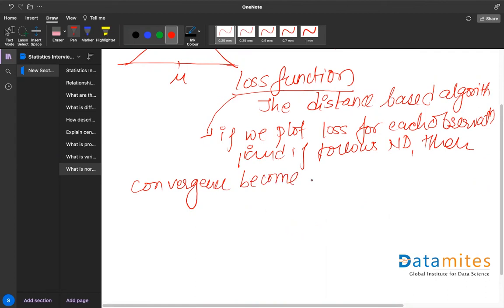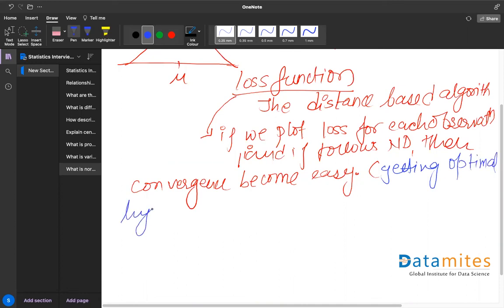Convergence means basically getting the optimal values, the optimal hyperparameters. So in case of SVM, what can be the convergence? C and gamma values, right? In linear regression, basically it would be your weights. In logistic regression also weights and bias. In KNN, number of neighbors. So that is the convergence.